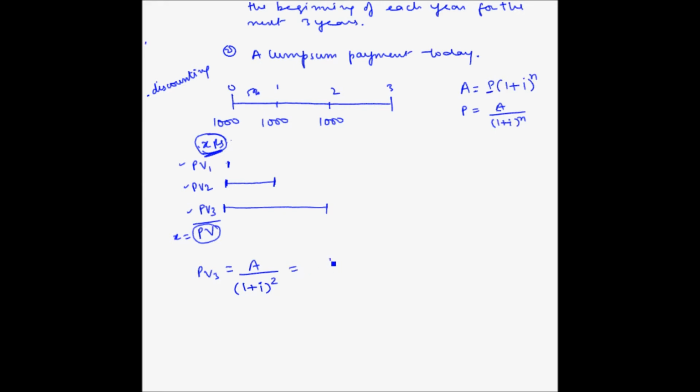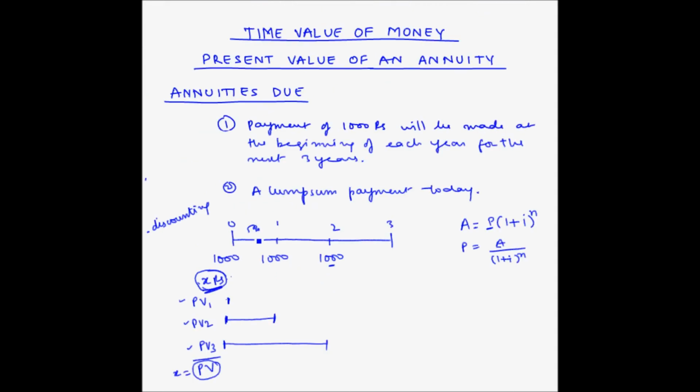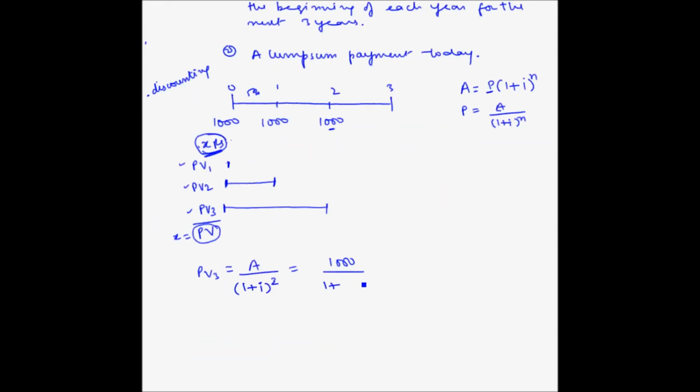So A is 1000, divided by 1 plus i, where i is 5 divided by 100, which is 0.05, to the power 2. So this is 1000 divided by 1.05 squared, which is equal to 907 rupees. Now similarly, let's find PV2.